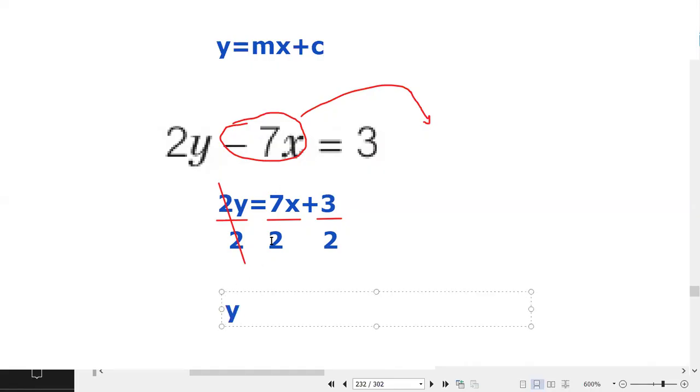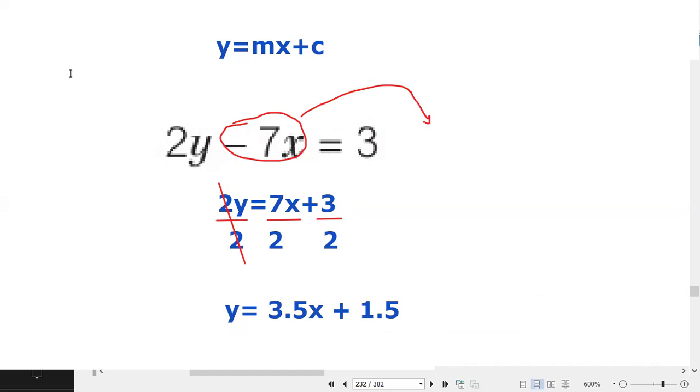Now 7 divide 2 will be what? Very good, 3.5x. And then plus 3 divide 2 will be 1.5. And this is the final equation rearranged in the form of y equals mx plus c.